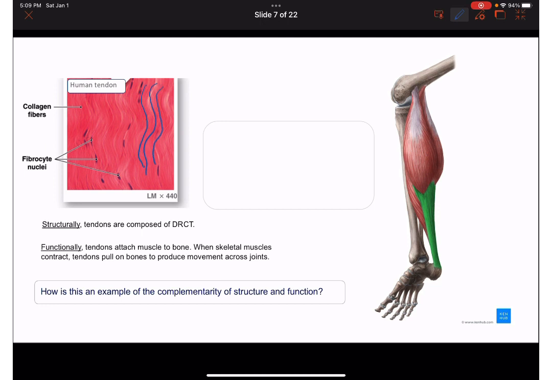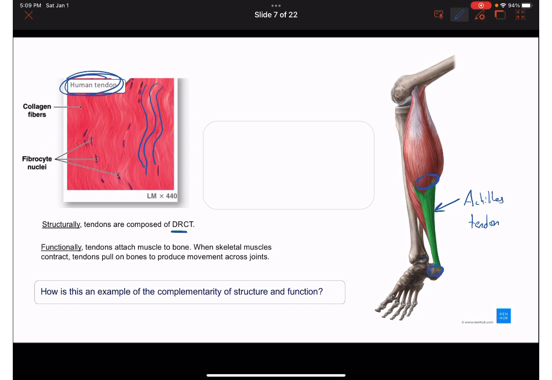Okay. Well, one place we're going to find those is in the tendons. Tendons are made up of dense regular connective tissue. So what do tendons do? Well, tendons attach muscle to bone. And here, what tendon is that? That's the Achilles tendon. And the Achilles tendon attaches the calf muscles, the gastrocnemius muscles, to bone, to the heel, to the calcaneus.